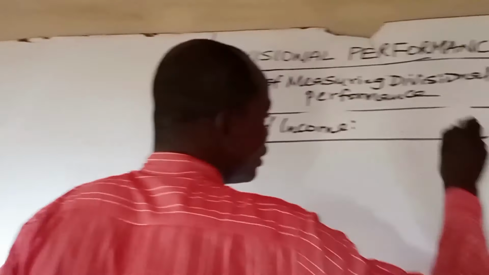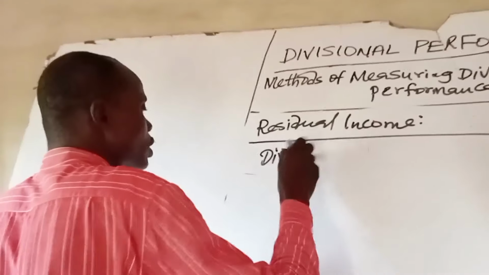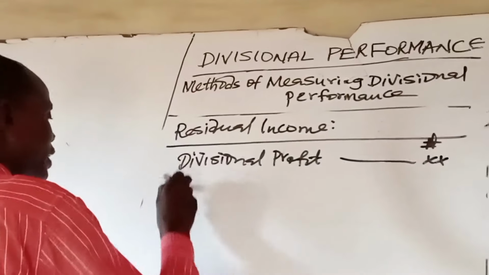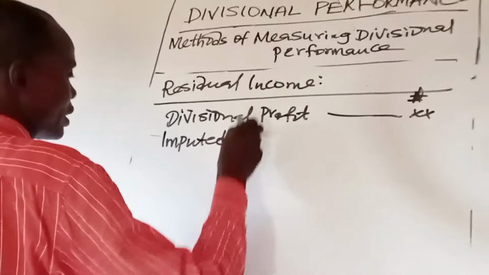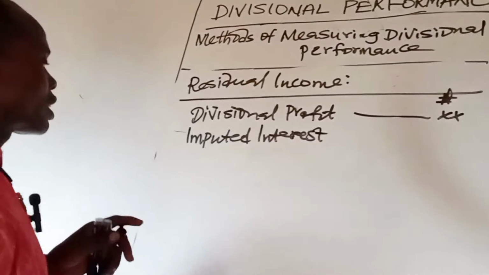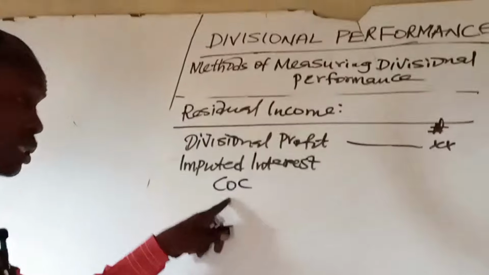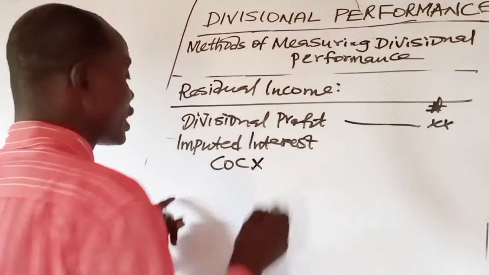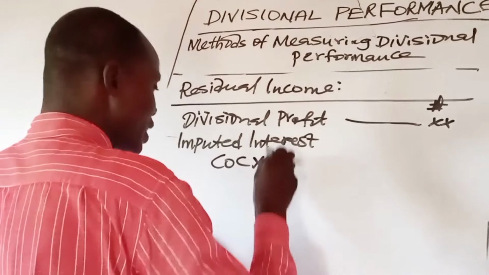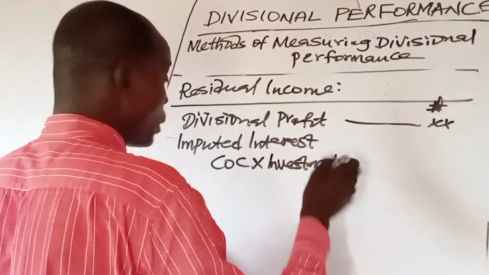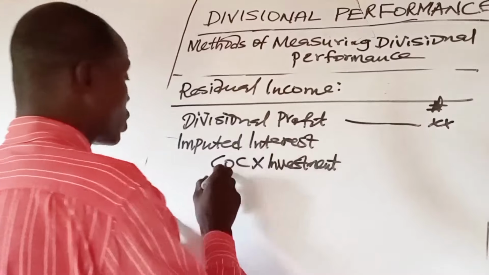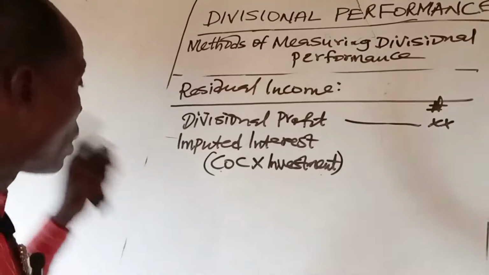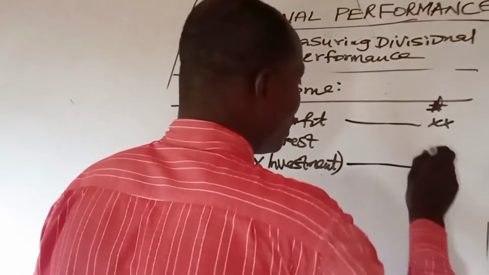We have divisional profit, less imputed interest. To get your imputed interest, you will be given the cost of capital, the rate of return, the one you are given in the question. COC means cost of capital. You multiply it by your investment. If your investment is given, you use investment. If it is net asset or capital employed, you multiply your cost of capital by the capital employed or investment or net asset, depending on whichever one is given in the question. So this will give you the imputed interest.